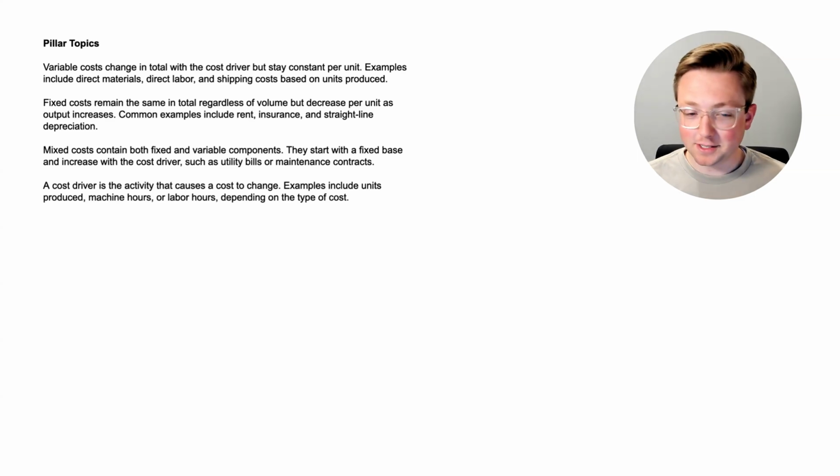Mixed costs is exactly what it sounds like, contain both fixed and variable components. They start with a fixed base most of the time and increase with the cost driver, such as utility bills or maintenance contracts. And then finally, just to make sure it's clear what a cost driver is, we mentioned it throughout the video, but I just want to make sure it's clear. A cost driver is the activity that causes a cost to change. Examples include units produced, machine hours, or labor hours, depending on the type of cost. Again, that's the thing that if it goes up, the variable cost will probably go up. If it goes down, the variable cost will probably go down, and so forth. So with that, we learned pretty much what we need to know for fixed costs, variable costs, and mixed costs for the BAR exam. Again, a very simple idea, a very simple concept, but this will carry forward into some other things in different ways as we go through other topics in BAR.